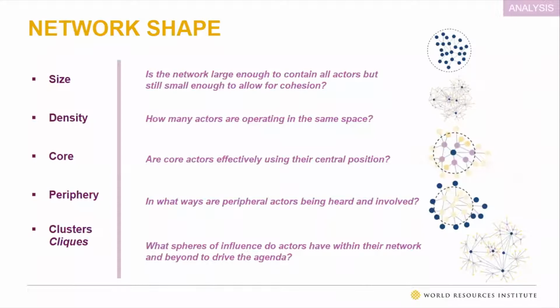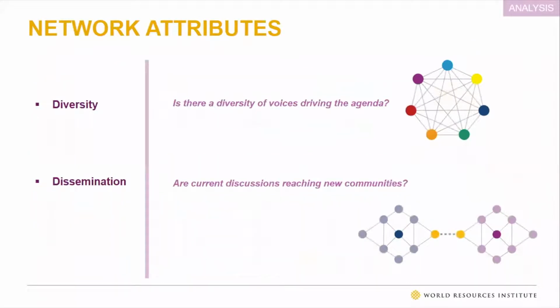Periphery. In what ways are peripheral actors being heard and involved? Sometimes the innovation can really be happening on the periphery, so thinking about how to connect with the periphery is really an essential part of building a strong network. And then clusters. What spheres of influence do actors have within their network and beyond to drive the agenda? Now the next part is network attributes. We're looking here at areas of diversity and dissemination. Is there really a diversity of voices driving the agenda? Are current discussions reaching new communities?